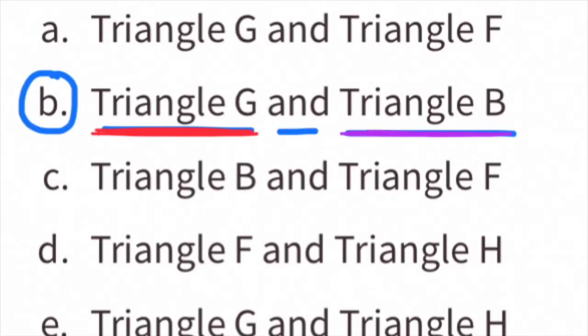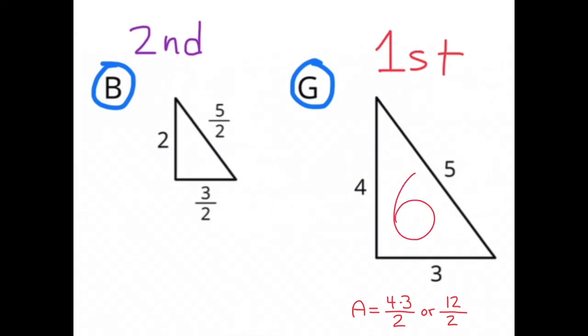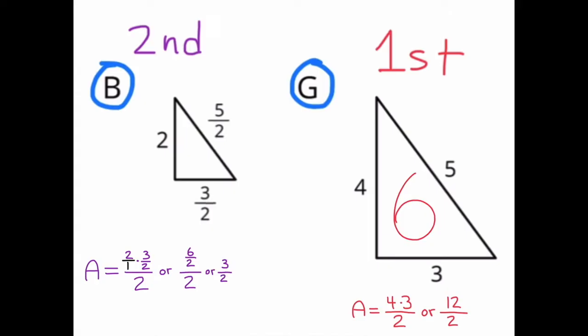B. Triangle G and triangle B. Triangle G is the first triangle mentioned, and triangle B is the second triangle mentioned. The area for triangle G will be 1/2 of 4 times 3, or 1/2 of 12, which is 6 square units. And the area for triangle B will be 1/2 of 2 times 3/2, or 6/2 divided by 2. 6/2 is 3, and 3 divided by 2 is 3/2, or 1.5, which is 1 5/10. The area for triangle B is 1 5/10.